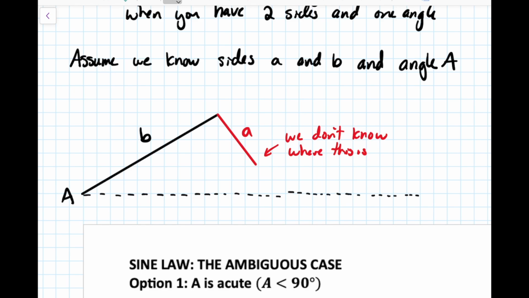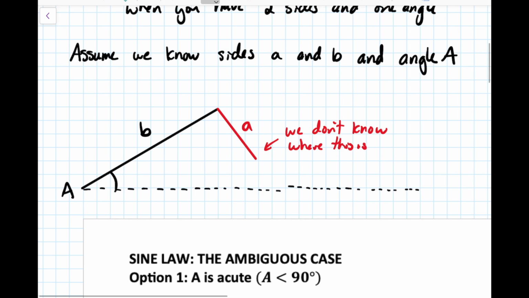You can think of it as like you're building a triangle that uses the ground. You know where the ground is, but you don't necessarily know how far along the ground your triangle is going to reach. And so this is our setup. This is what we know. And again, we don't know how long this is.